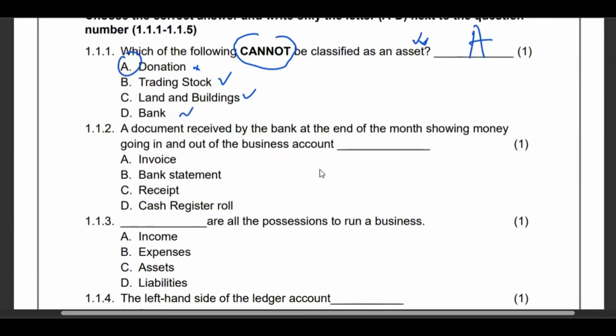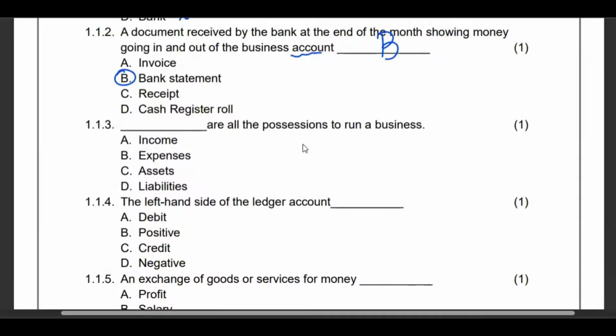And then 1.1.2, a document that is received by the bank at the end of the month showing money going in and out of a business account, okay? We know that this is a bank statement. So bank statement becomes the best option there. And then 1.1.3, dash are all the possessions needed to run a business, okay? So income, no. Expenses, yes, makes sense, okay? Expenses are all the possessions needed to run a business.